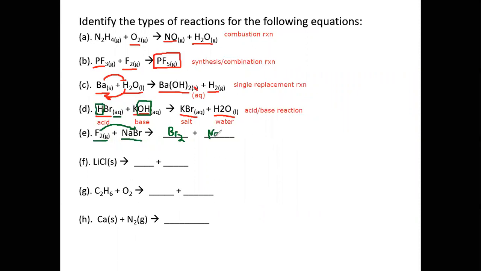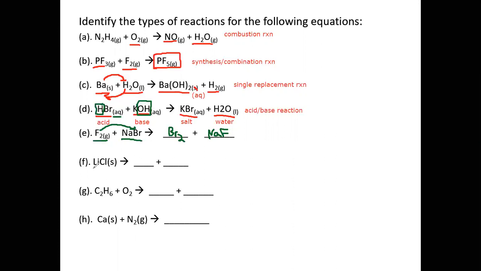Now, when you write these products, you have to write them correctly or they won't be counted correctly. What do I mean? When you write bromine, it has to be written as a diatomic. You can't just write Br. That's not correct. So it's Br2 plus NaF, sodium fluoride. For these, you don't have to include the physical states. As long as you put the right formula for the products, that's mainly what I'm looking for.